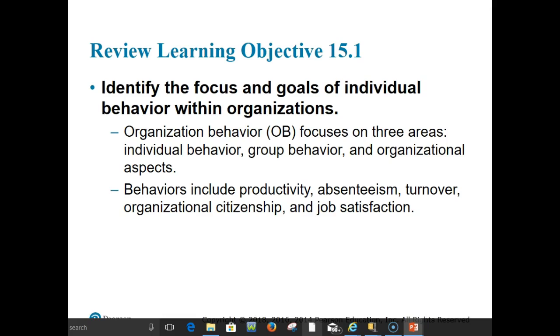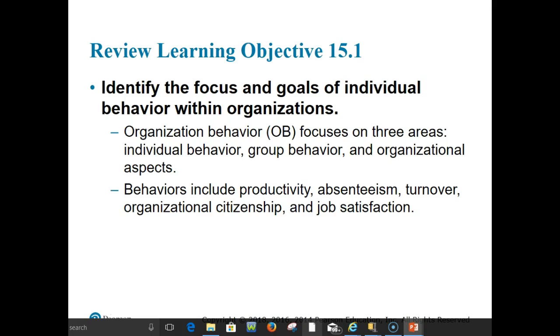So, in review of our first learning objective, just like an iceberg, it's the hidden organizational elements being attitudes, perceptions, norms that make understanding individual behavior so challenging. Organizational behavior focuses on 3 areas: individual behavior, group behavior, and organizational aspects. The goals of organizational behavior are to explain, predict, and influence behavior.